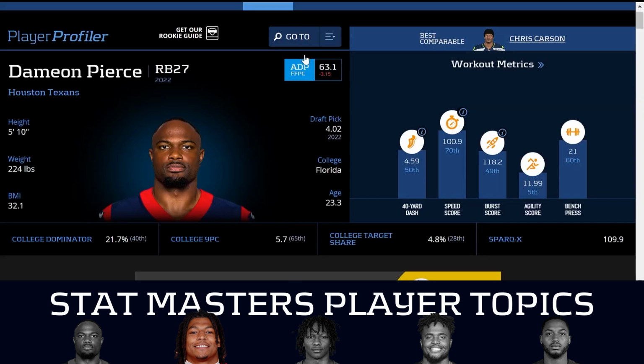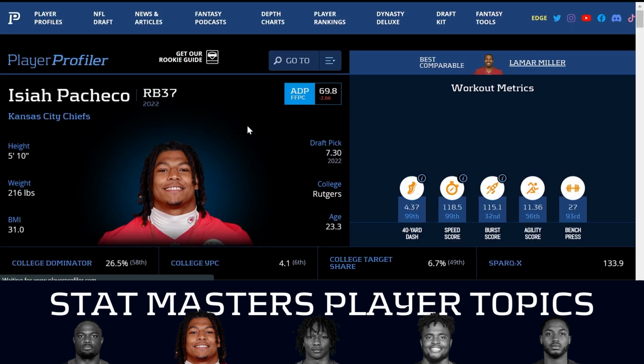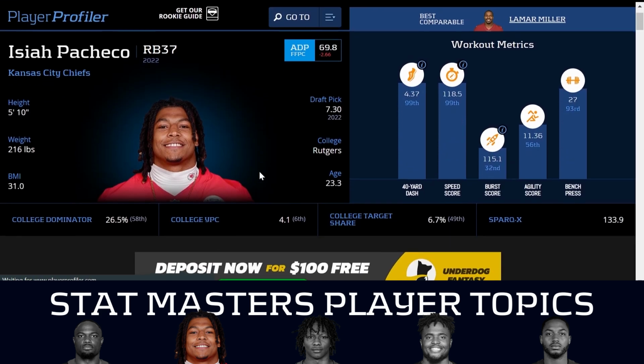The things that do matter are the stats, the wonderful stats we have at Player Profiler. We know what Pacheco is. First off, when we look at the workout metrics for Pacheco, obviously it catches your attention that he ran a 4.37, 99th percentile. He's got speed. He's got size. That's great. This was the reason that Player Profiler was correct on him in Dynasty. But then after a full season, we've seen how that has translated onto the football field.